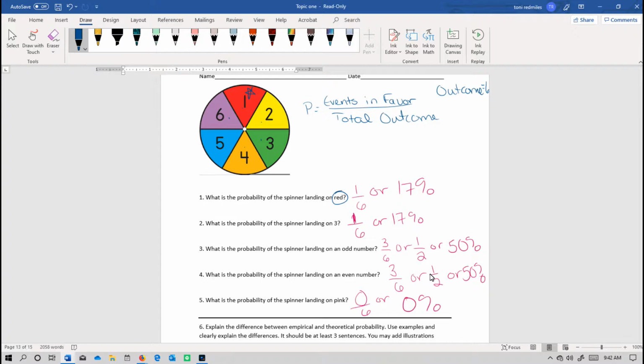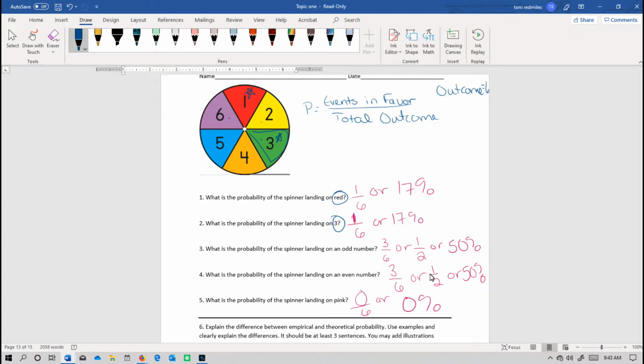What is the probability that the spinner will land on a 3? Well, there's only one event in favor. This one spot on the spinner, okay, is the only one that will give you that favorable event. So there's only one out of 6, okay? So I could write it as a fraction, I could write it as a percent. You could have written it as a decimal or 1 out of 6 as an actual phrase.